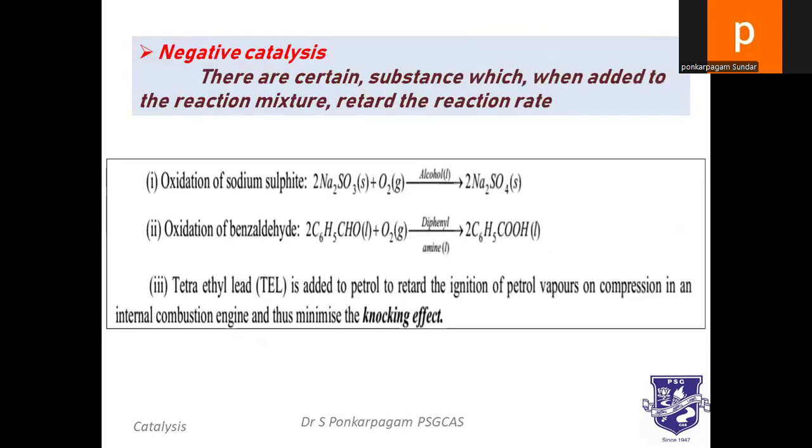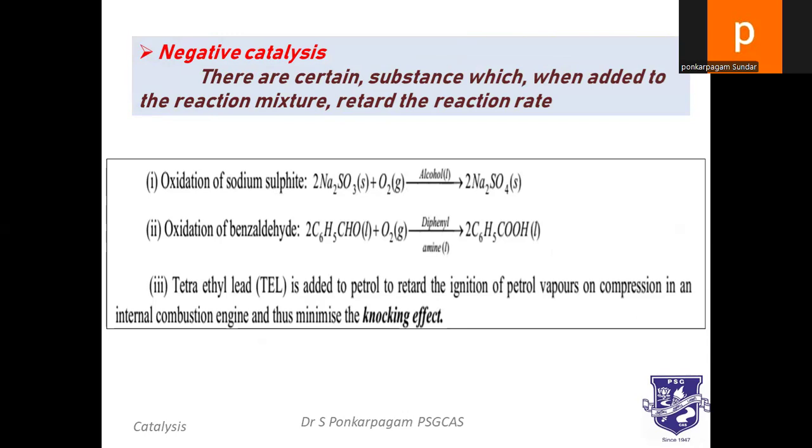And the most important types are homogeneous and heterogeneous. Other than these, there are some other types of catalysis. The first one is negative catalysis. Here the name itself carries the meaning. It's negative. So any substance added to the reaction that retards or slows the reaction rate is known as a negative catalyst.